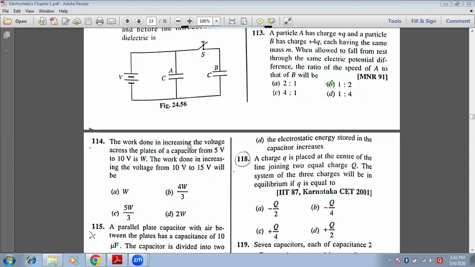The work done in increasing the voltage across the plates of a capacitor from 5 volt to 10 volt is W. The work done in increasing the voltage from 10 volt to 15 volt will be option A W, option B 4W by 3, option C 5W by 3, option D 2W. Correct answer option C 5W by 3.